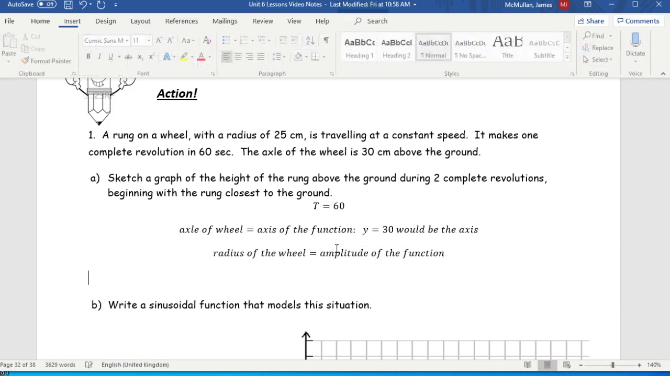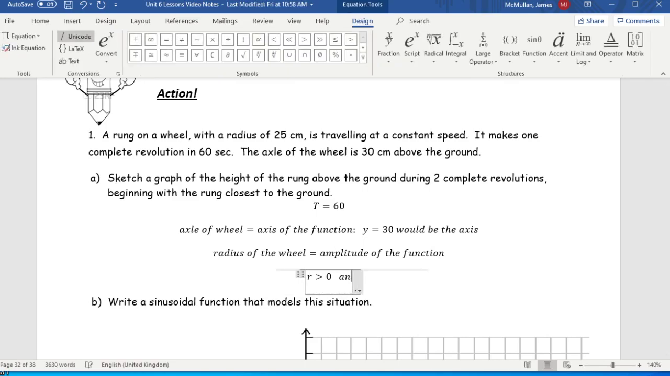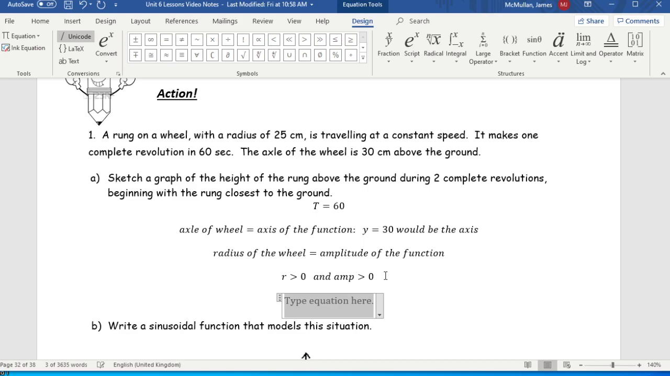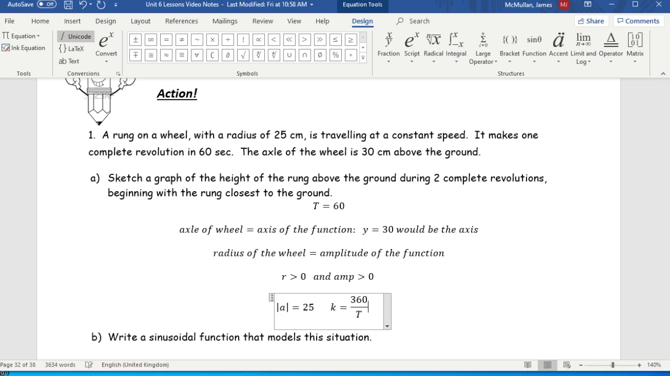Now keep in mind, radius is always greater than 0, and a is always greater than 0. Amplitude is always greater than 0, so they're both going to be positive. Okay, so now with that in mind, let's draw this wheel that we're actually looking at. So let's make a note about what we know. We know that the amplitude is 25, so what I should say is the absolute value of a is 25. We know that the period, the k value is 360 over the t, which in our case would be 360 over 60, which would be 6. And then we have the axis of the wheel is 30.